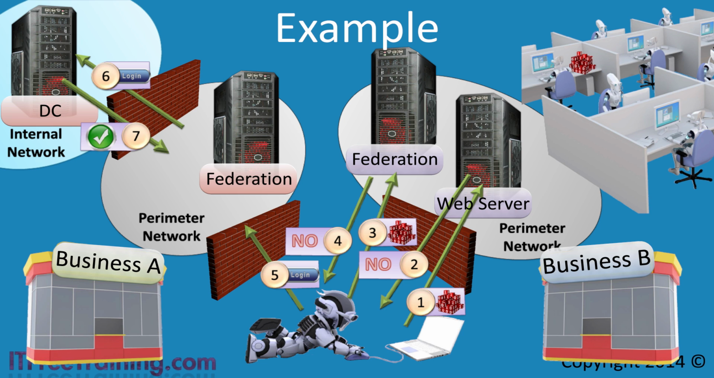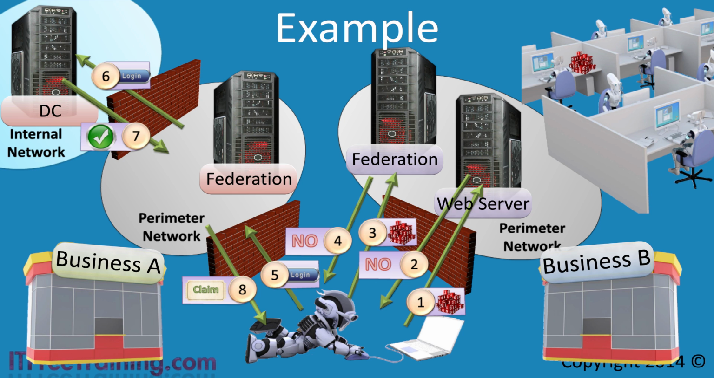Now that the user has been verified, the Federation server creates what is referred to as a claim, which is given to the user. A claim contains information about who the user is and what they would like access to. The claim is signed using the server's certificate.